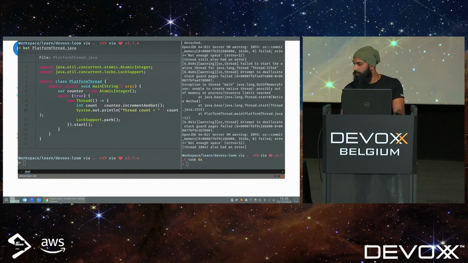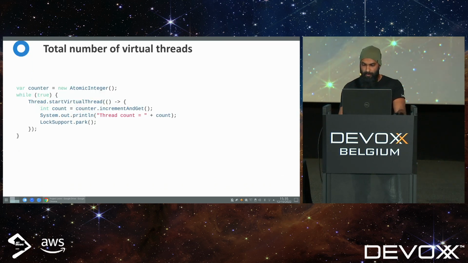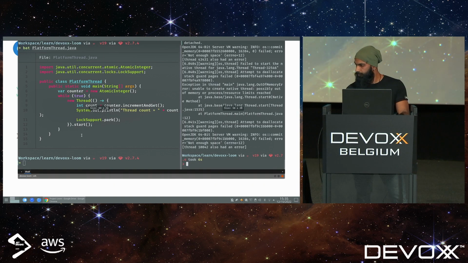Okay, now let's try the same with virtual threads. This was with the platform thread. Let's try the same with virtual threads. Okay, so the code.